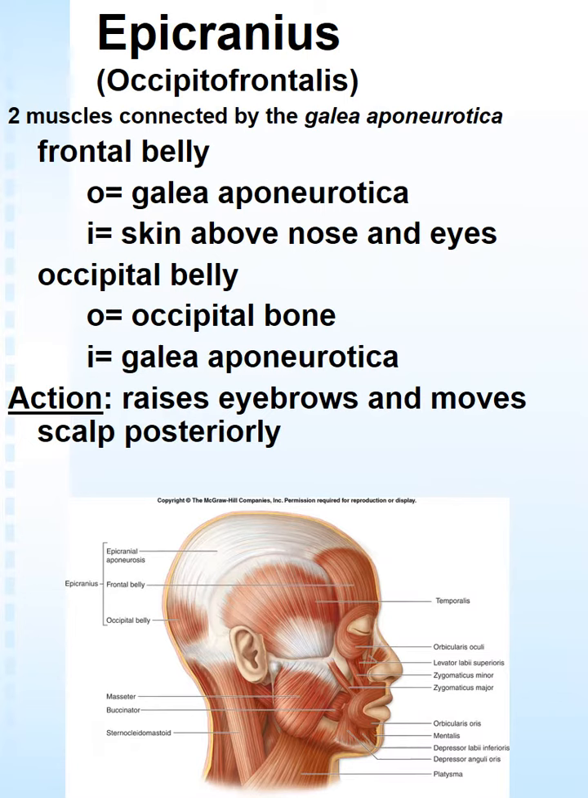The epicranius is composed of the occipitofrontalis muscle, which is divided by the galea aponeurotica, or the epicranial aponeurosis. The frontal belly of the occipitofrontalis is superficial to the frontal bone of the forehead. When this muscle contracts, it raises the eyebrows and wrinkles the skin of the forehead, and thus the insertion is the skin above the nose and the eyes. The occipital belly of the occipitofrontalis covers the posterior side of the head, and when this muscle contracts, it retracts the scalp slightly. And so the origin for this one then is the occipital bone.